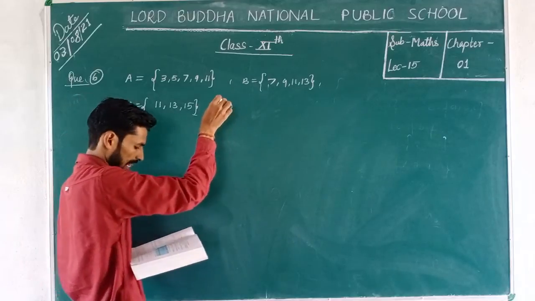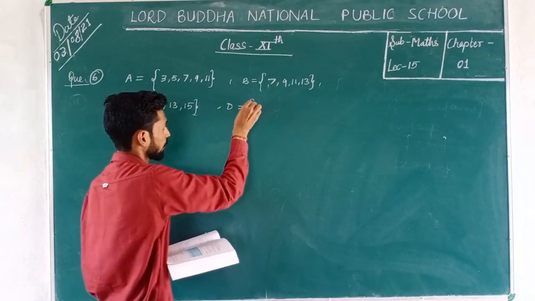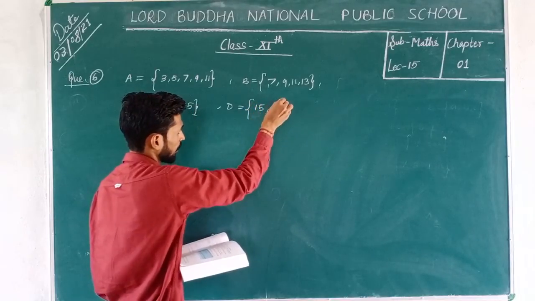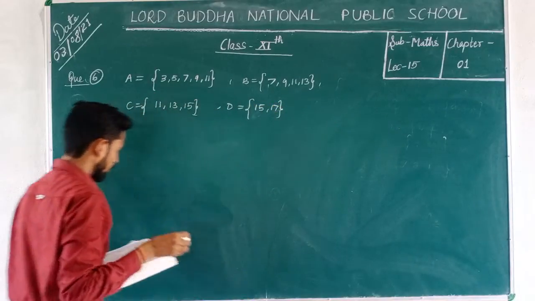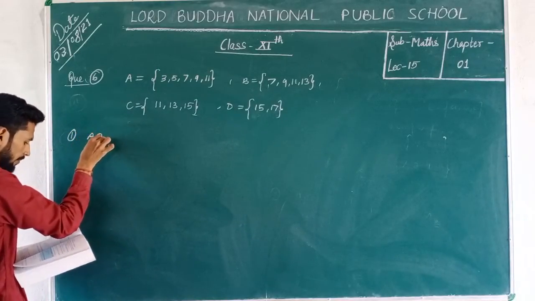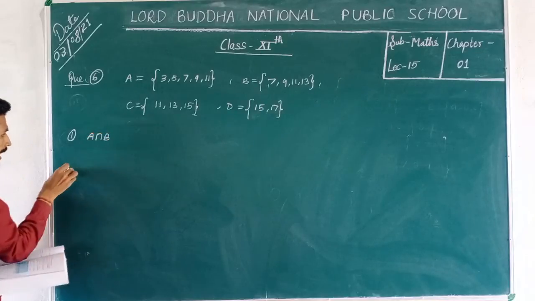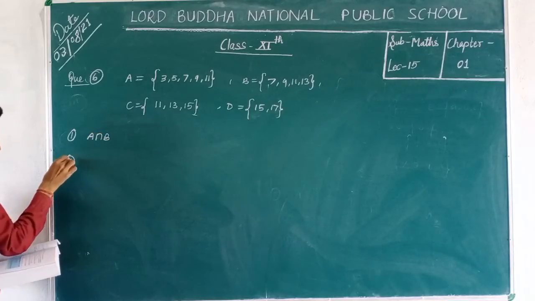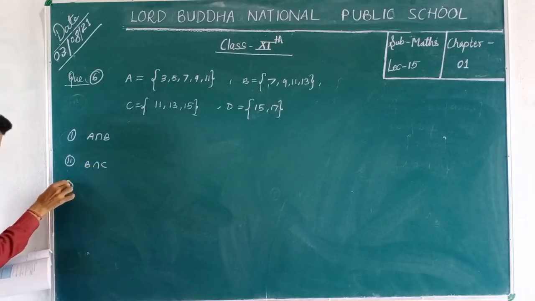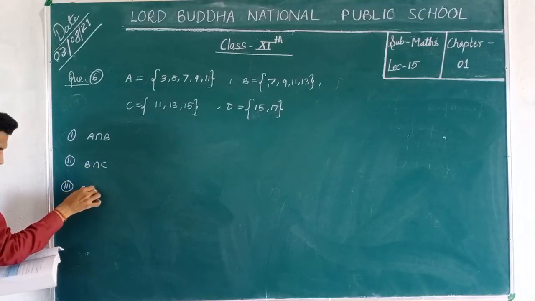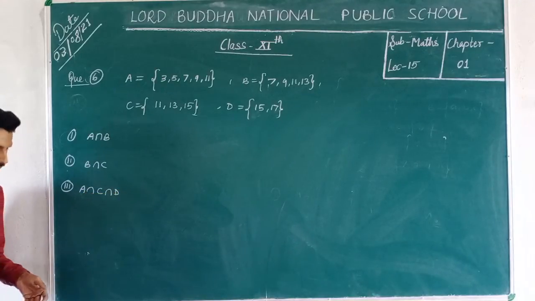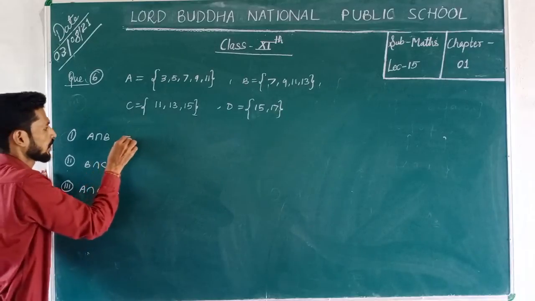And the last set, that is D, has elements 15 and 17, only two elements. So find the value of A intersection B. Part number 2 is B intersection C. Part number 3 is A intersection C intersection D. First, we will find these parts.